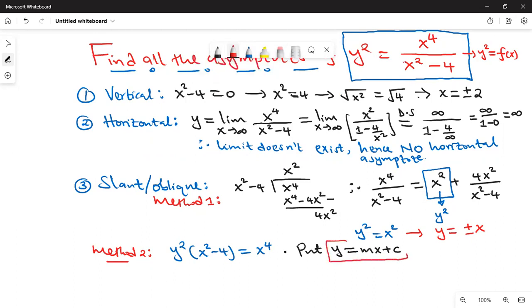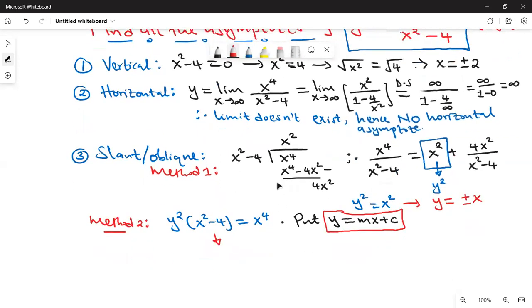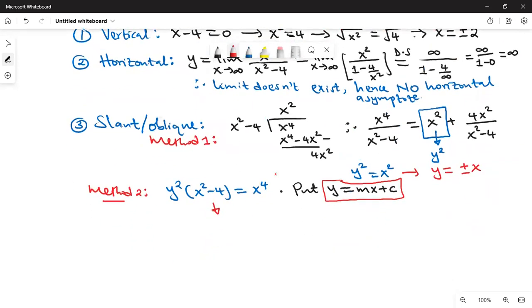So I'm going to substitute this in our given function. Where there is y, we put mx plus c. So what will this equation now give us if we make those substitutions? So this is what you're going to get. It will give us (mx plus c) squared, 10 times (x squared minus 4) is equal to x raised to 4.